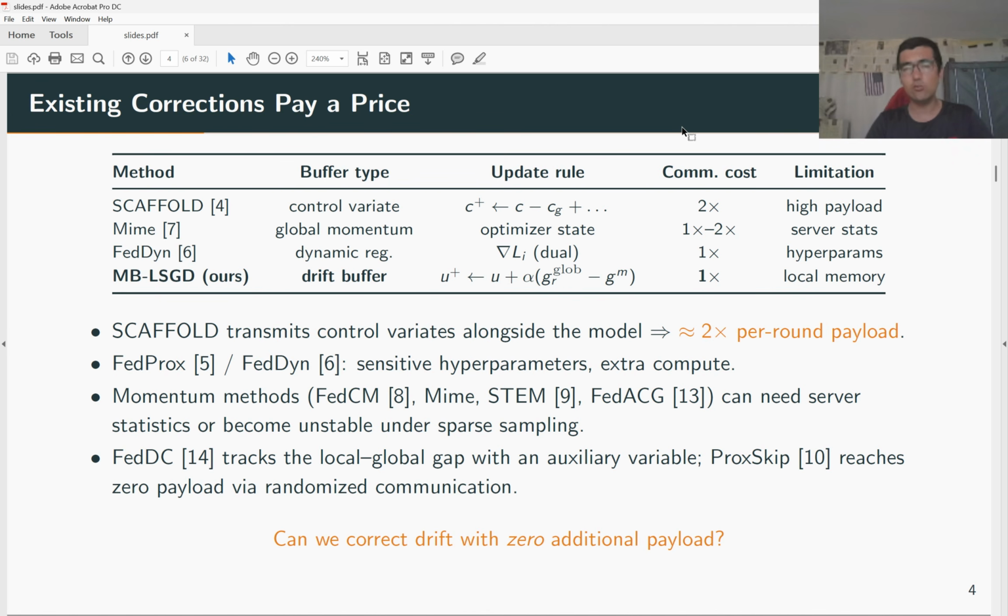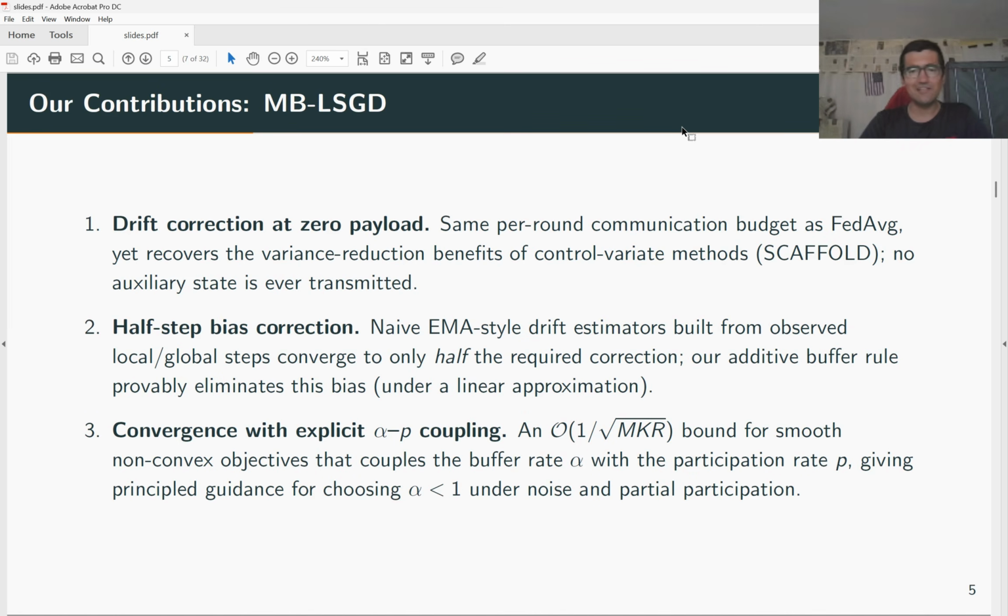FedDC tracks the local-global gap with an auxiliary variable, and ProxSkip gets to zero payload through randomized communication. So the question we ask is the one at the bottom. Can we get SCAFFOLD-style drift correction while sending zero extra bytes? Nothing beyond the model FedAvg already sends. Our answer is yes, and it comes with 3 contributions.